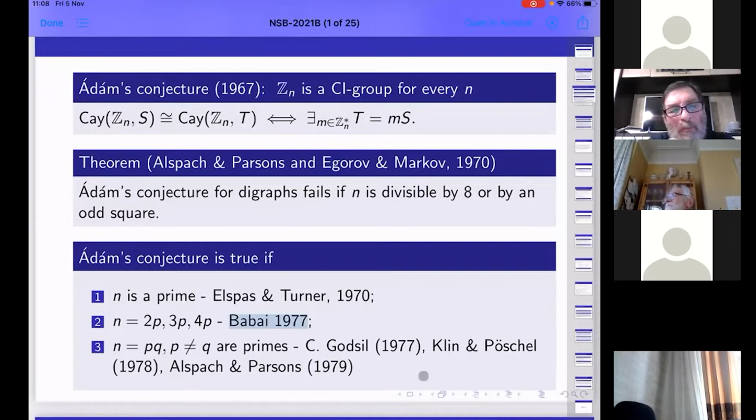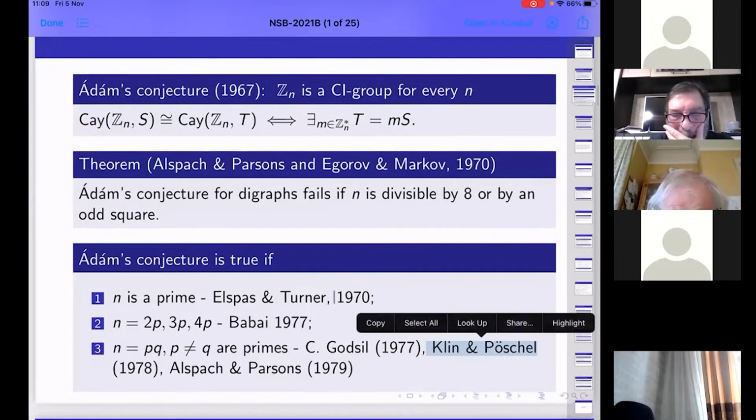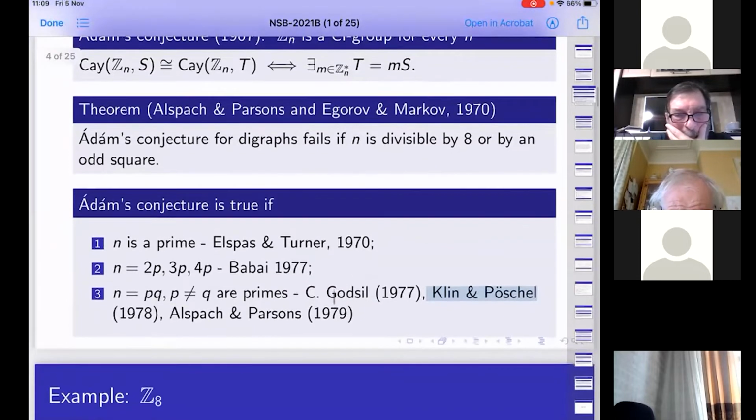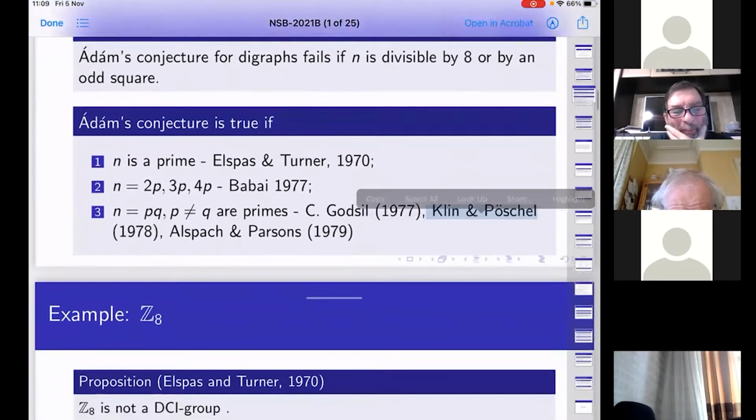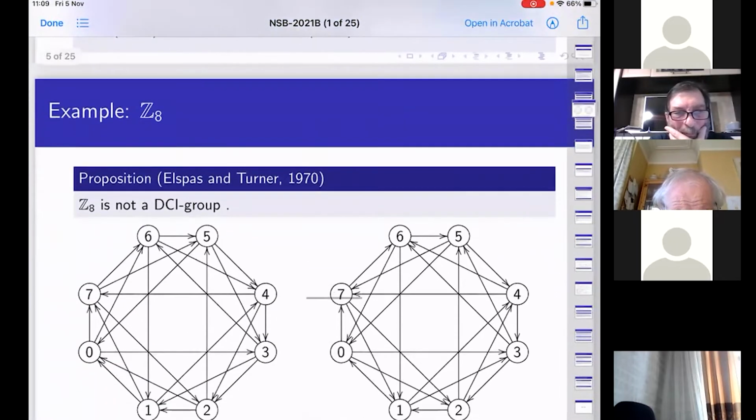And the second paper I want to mention is a paper of Klin and Pöschel, where they proposed for the first time to use Schur rings in order to attack the isomorphism problem for circulant graphs. And this approach turned out to be very, very fruitful. A lot of results in this area were obtained later by this approach. Now, since every talk should have at least one proof, I want to show you 2 examples.